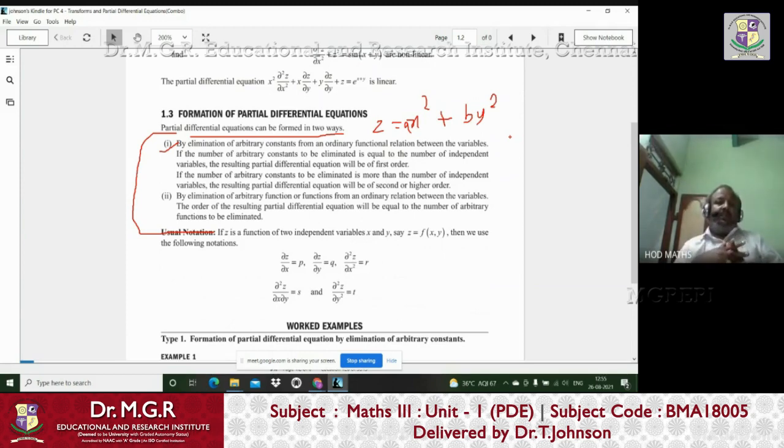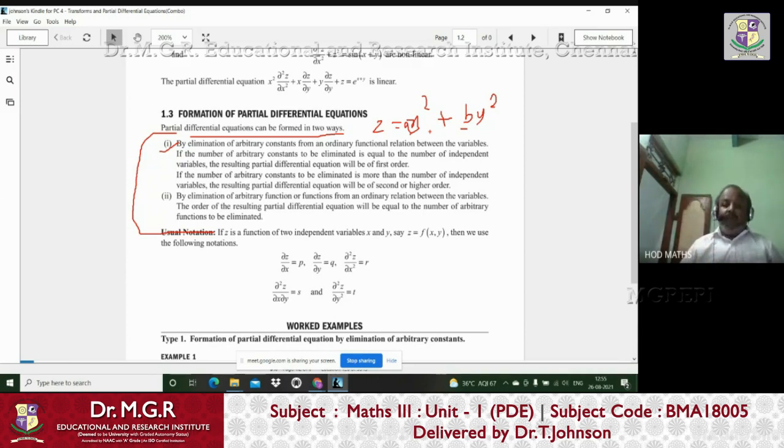Suppose a and b are arbitrary constants. What is an arbitrary constant? Just like I told you, whenever we integrate dy by dx equals 1, we write the final equation as y equals x plus c, where c is an arbitrary constant. Why do I call it an arbitrary constant instead of simply a constant? Because c is a number, I know, but still it may be anything, so it is arbitrary. Similarly here a and b are arbitrary constants. They may be any number, but they are there in the original equation.